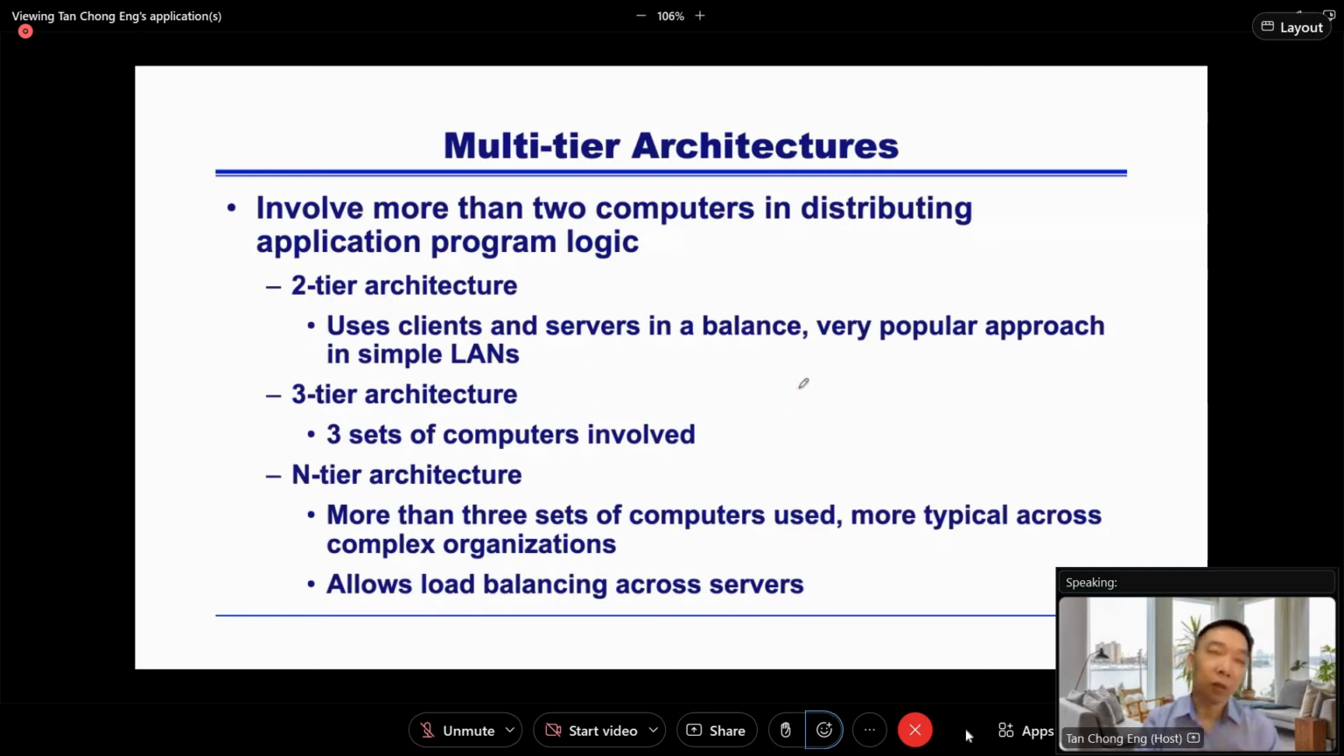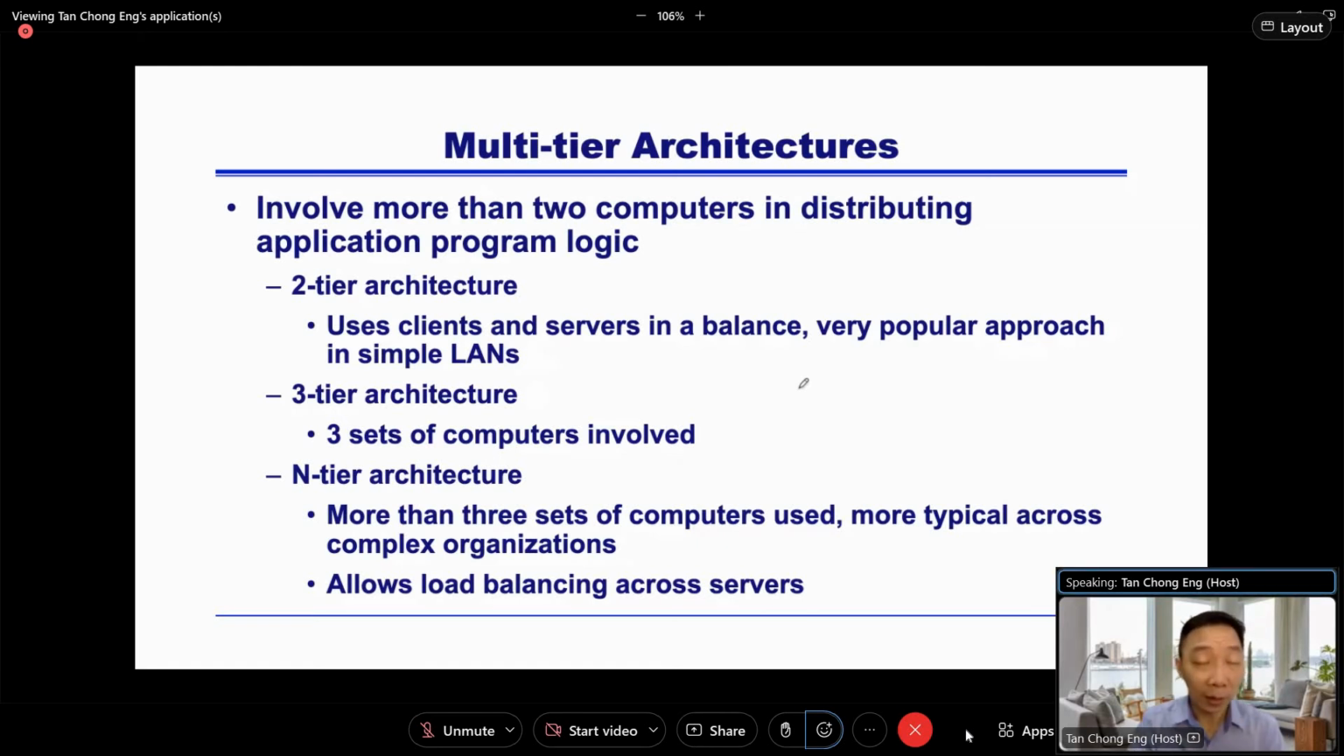All right, so there will also be multi-tier. Multi-tier means more tiers are being introduced. For example, a 2-tier architecture where the client and the server share the load is very popular. In a 3-tier, each of the tiers involves a computer system. So the more tiers you have, the more computer systems are involved in forming the entire service. So we have N-tier architecture that involves maybe 4 or 5 servers.